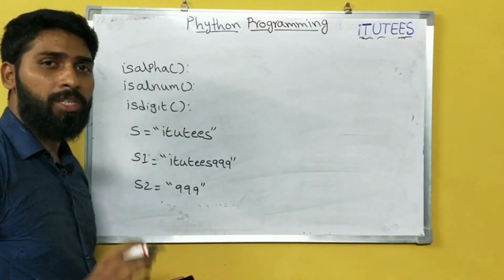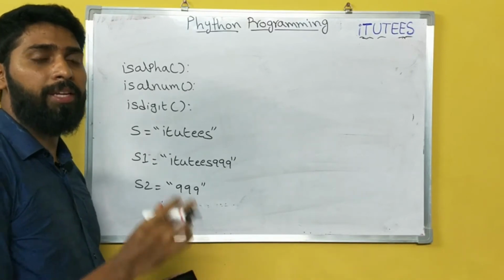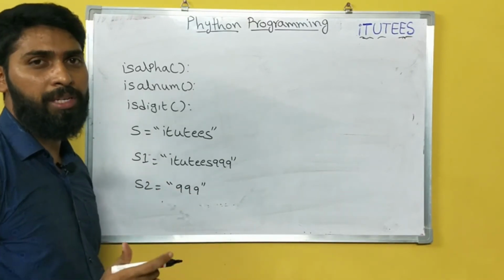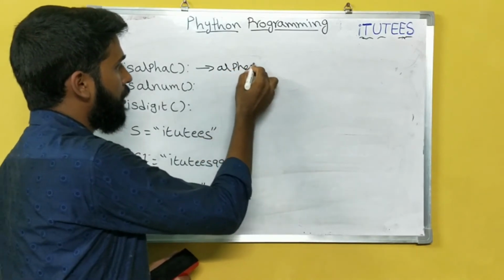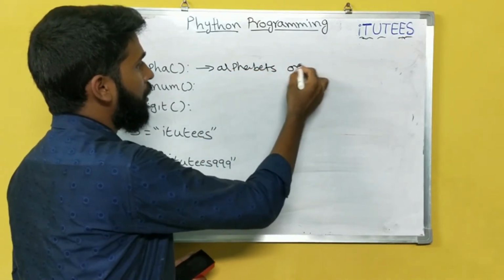Isalpha function is used to check whether the string contains alphabets or not.